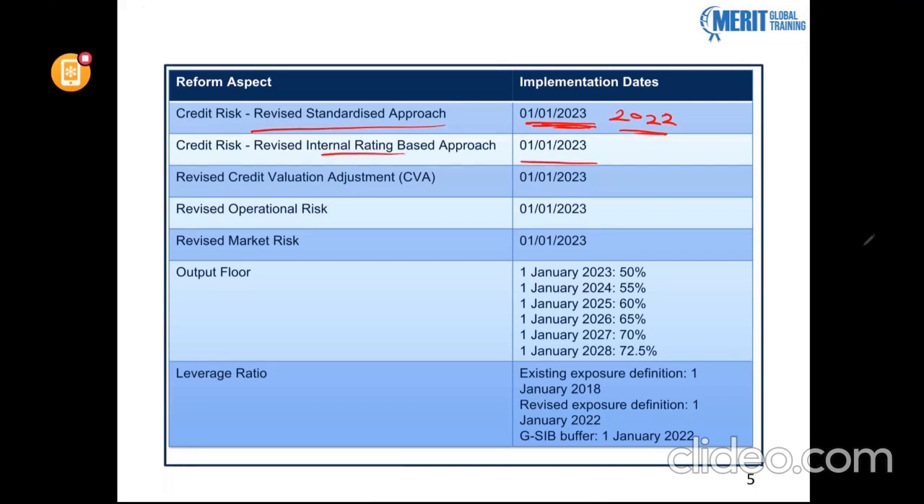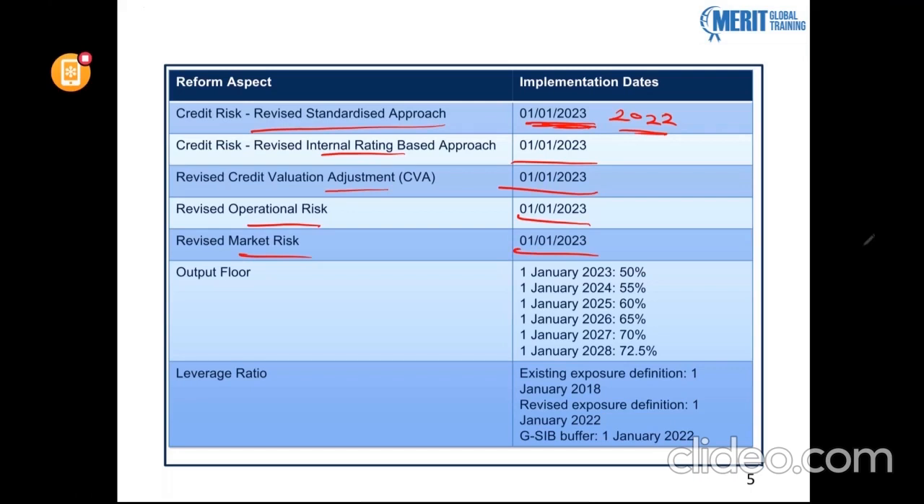Revised internal rating based is 1st of January 2023 as well. Revised credit valuation adjustment, CVA, 2023, operational risk 2023, market risk under FRTB 2023. And output flooring.